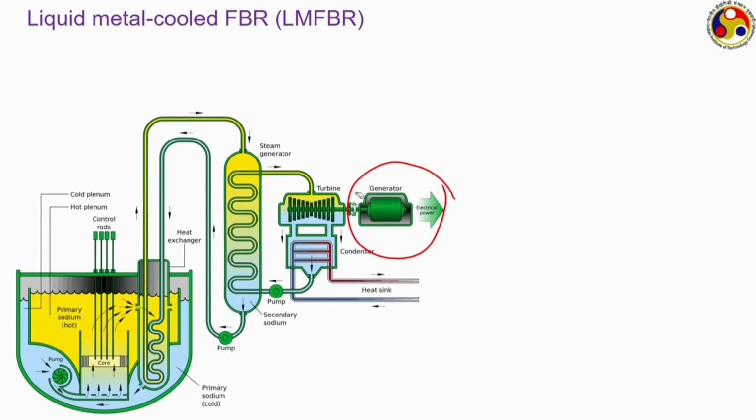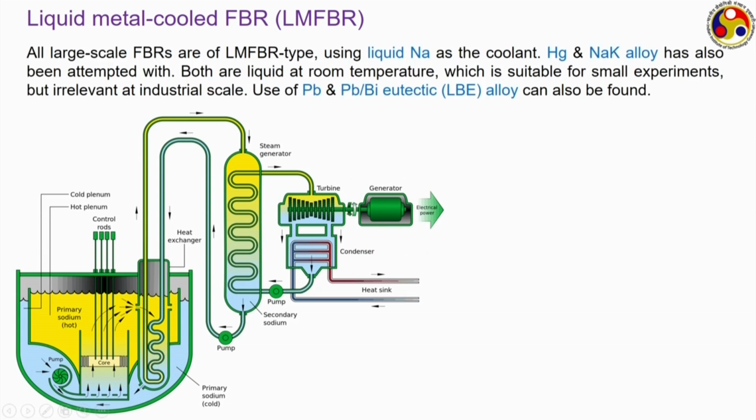So, this kind of liquid metal cooled fast breeder reactor is the most common design. Whatever FBRs you can find throughout the world, there are only very few countries working on FBRs, which include Japan, China, India and Canada, and of course Russia. Whatever FBRs they have are all of this liquid metal cooled type, and liquid sodium is the coolant that is universally being used.